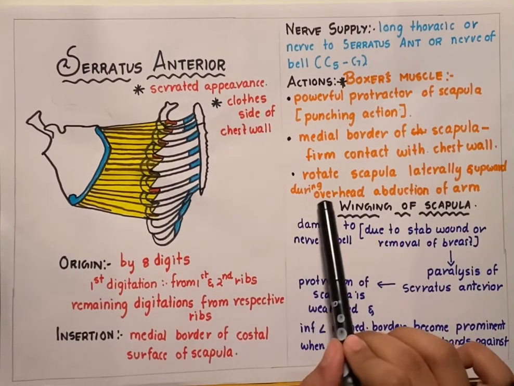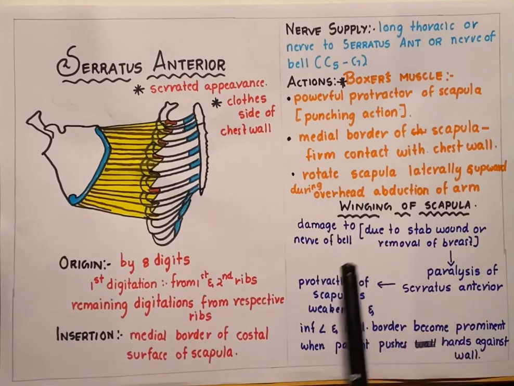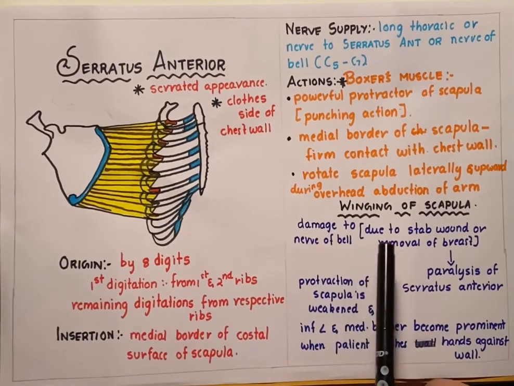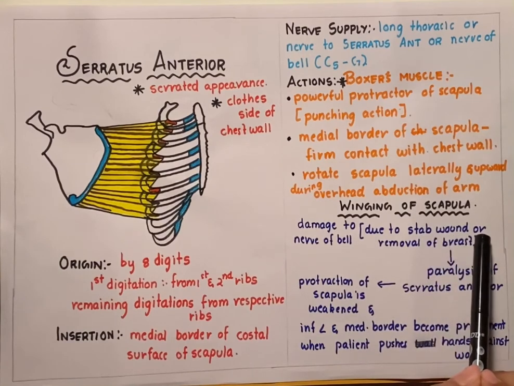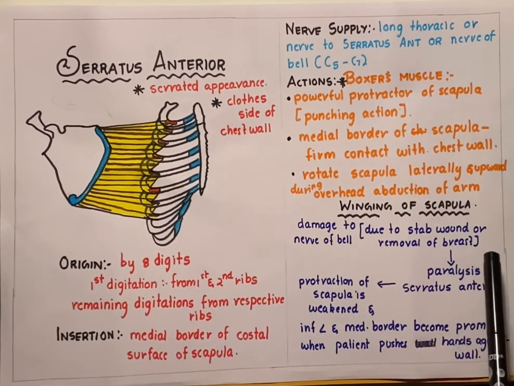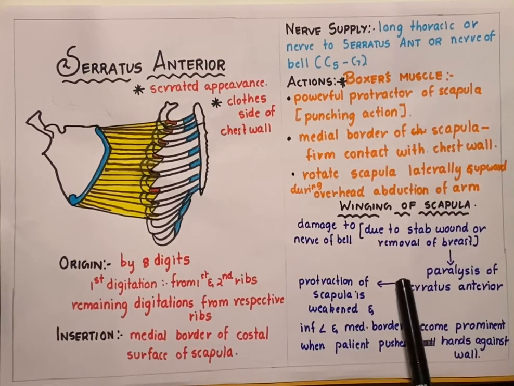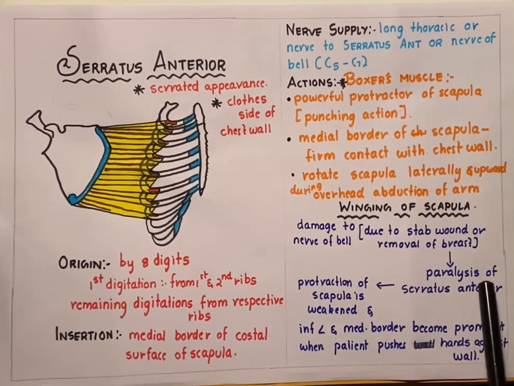Whenever there is damage to the nerve of Bell or the long thoracic nerve or the nerve to serratus anterior, either due to a stab wound or due to removal of breast, as in the case of breast cancers, it leads to the paralysis of the serratus anterior muscle.